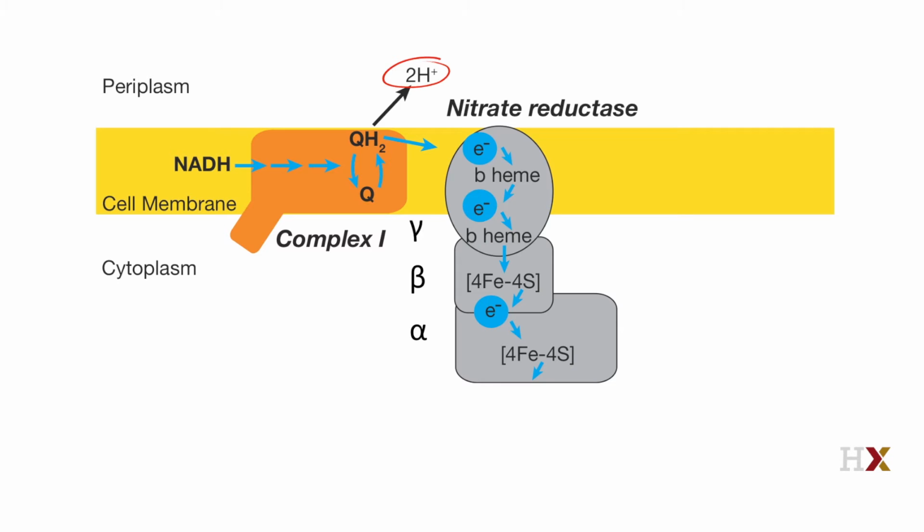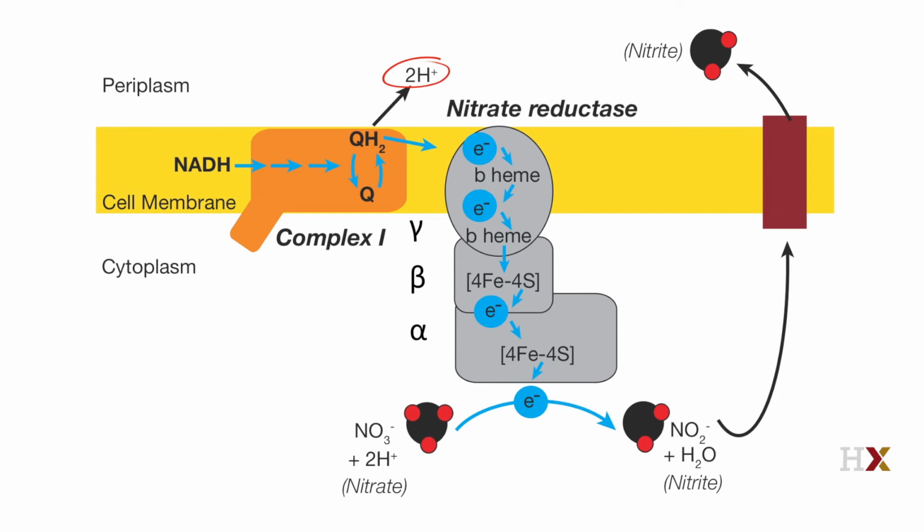When the electrons reach the alpha subunit of the reductase, which is on the cytoplasmic side of the bacteria, these electrons will be used to convert nitrate into nitrite. This reaction will also consume 2 protons because a molecule of water is formed. That will further contribute to the proton gradient across the membrane.